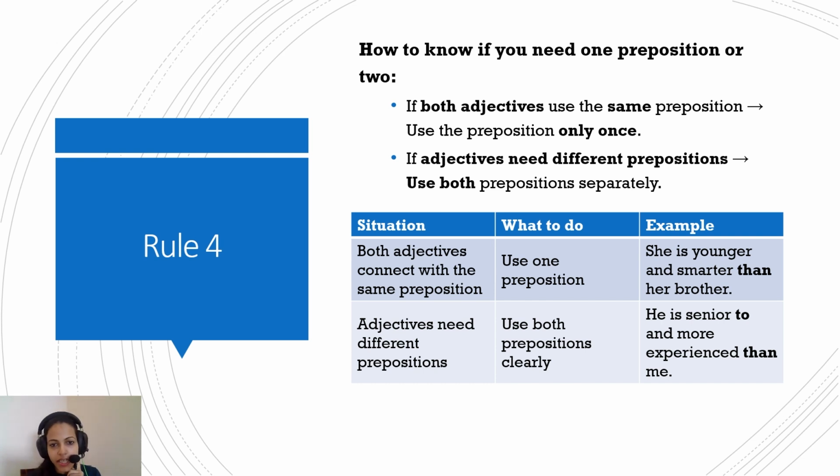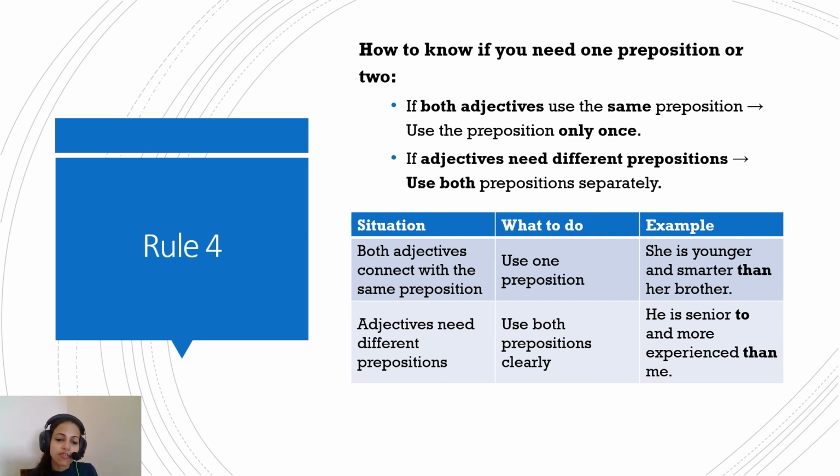You decide this: if both adjectives use the same preposition, use the preposition only once. But if the adjectives need different prepositions, you use two different prepositions separately. So, when adjectives connect with the same preposition, use one preposition. For example, she is younger and smarter than her brother. The adjectives younger and smarter both require the same kind of preposition, so one preposition will do in this case.